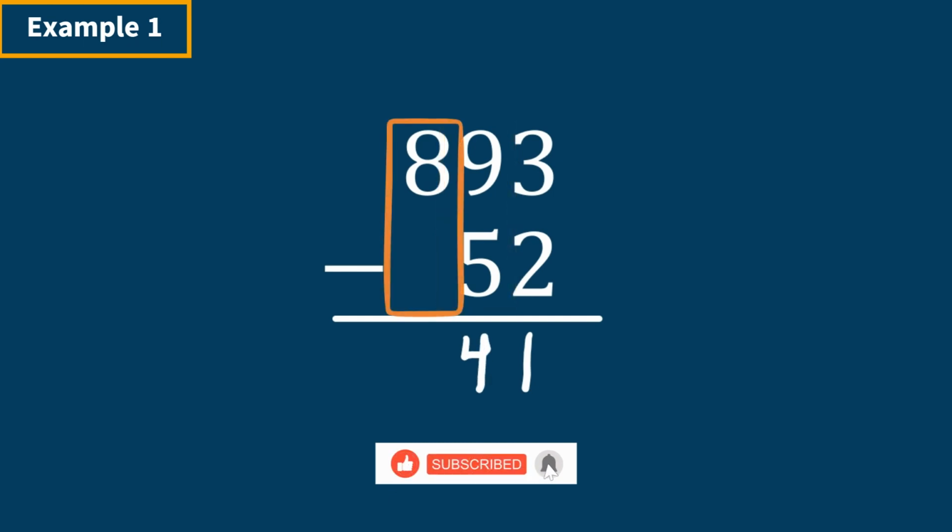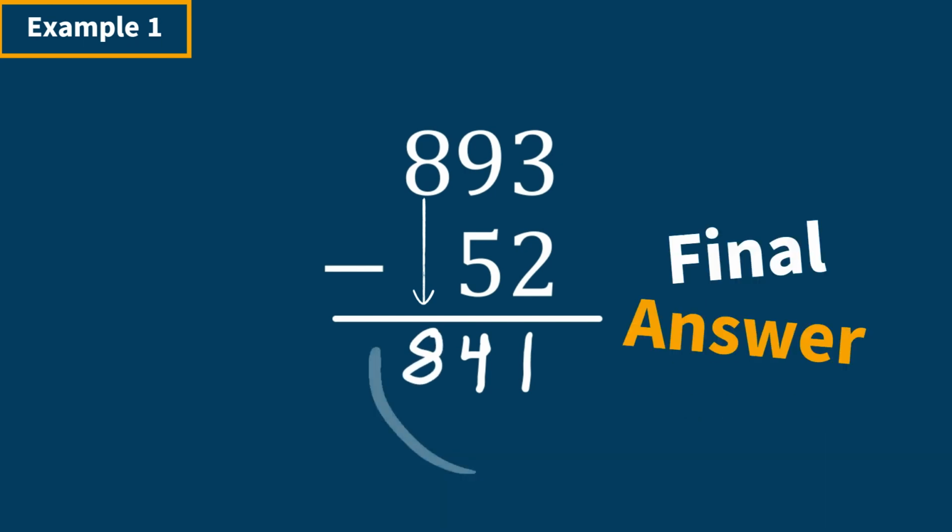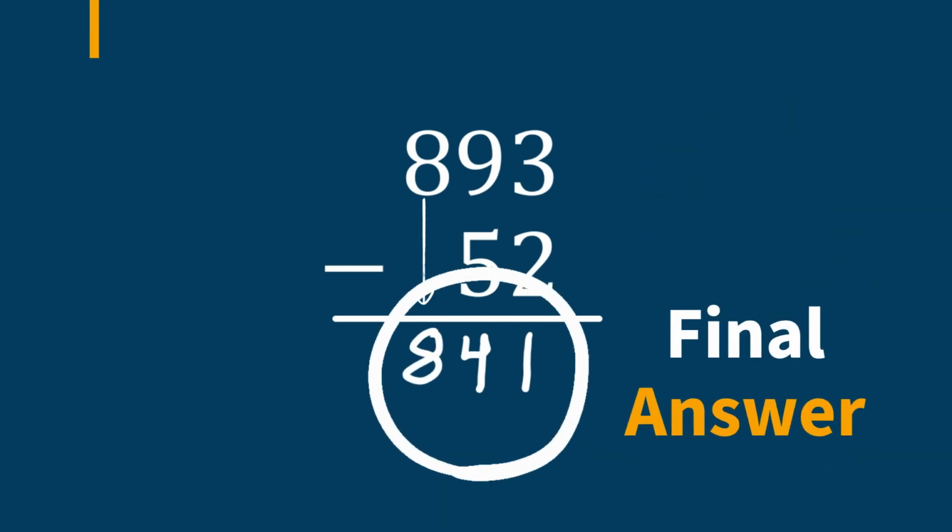Now, looking at our third column, we only have an 8 on the top and nothing below it. That means we just bring it down to the bottom. Like that. So our final answer is 841.